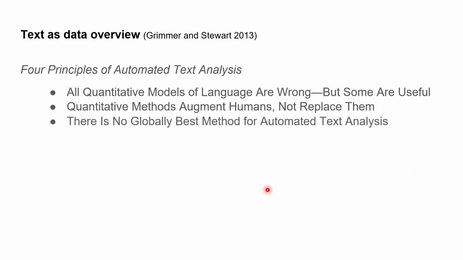There is no globally best method for automated text analysis. So try all kinds of methods. Do a lot of experiments. That's very important. That's what I do in my research as well. Sometimes I don't know which one is better. And because you have domain knowledge, sometimes you need to find a way to evaluate the results.